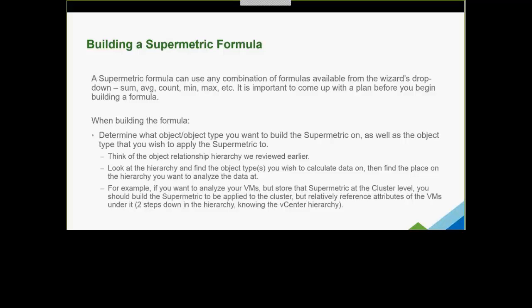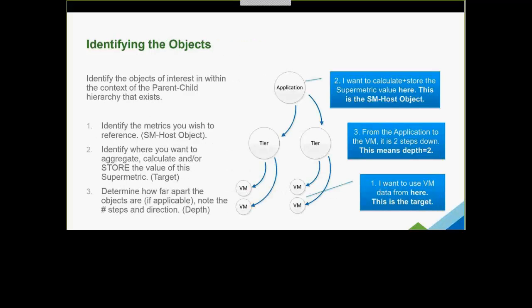I did talk about identifying what objects and where to store SuperMetrics. So that is where relationships and depths come into the picture. Now, if you look at this particular example, it's important that you understand who is a parent, what is a child, and how the entire hierarchy works.